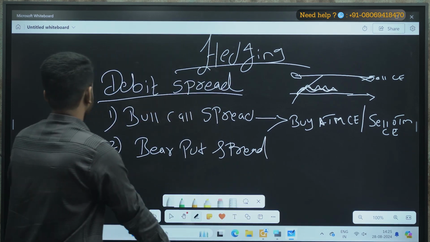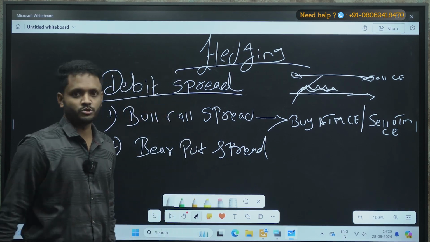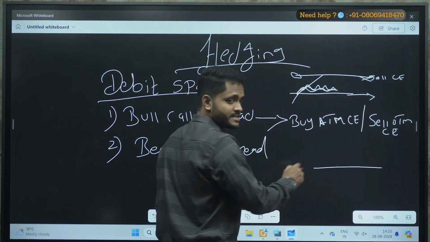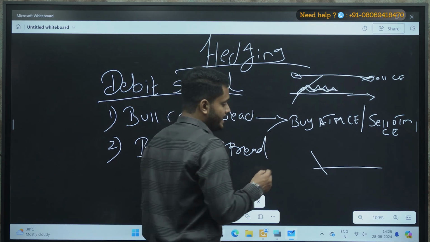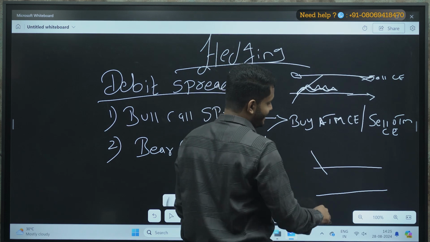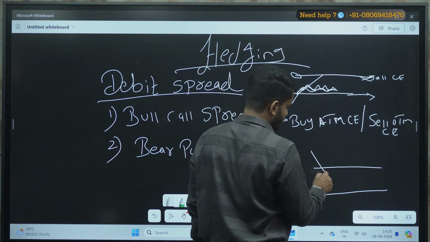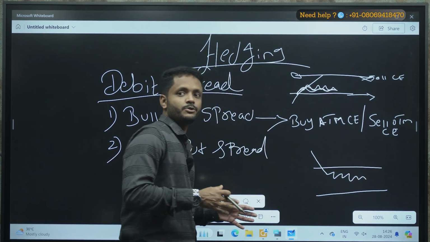Now the second one is a bear put spread. So what is a bear put spread? Say, similarly, the same strategy. Say this is the support level, and the stock has broken this support. Now your target is this one, but the stock didn't hit the target. It has broken the support, and instead of hitting the target, it oscillates between this level.